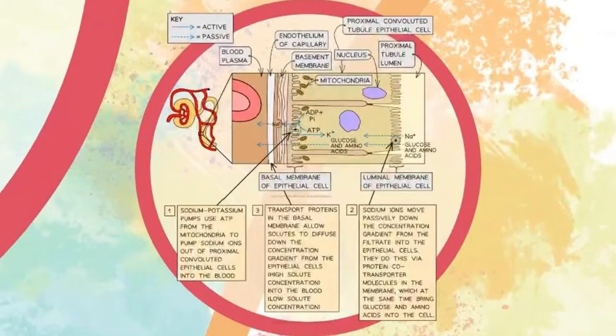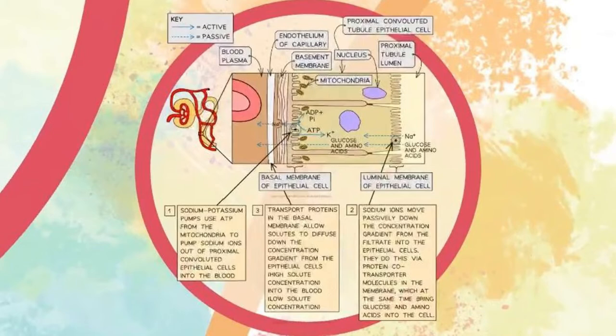So looking at step one. Step one is the sodium-potassium pumps use ATP from the mitochondria to pump sodium ions out of the proximal convoluted epithelial cells into the blood. That's what you can see with those blue lines where the sodium and potassium are moving from the right to the left-hand side of the image. Step two is showing the sodium ions then moving passively down their concentration gradient.